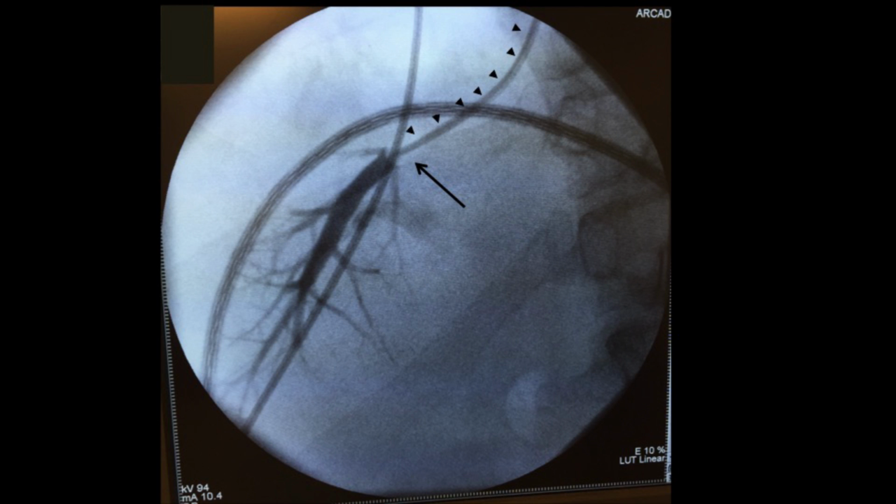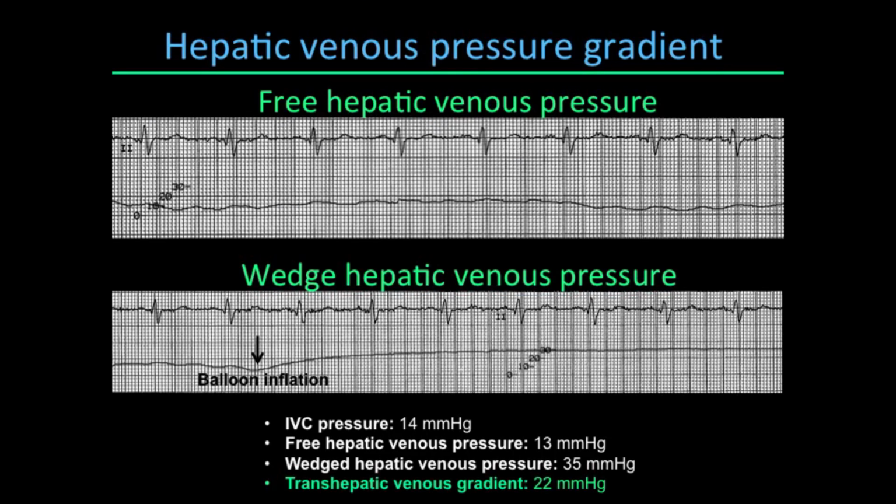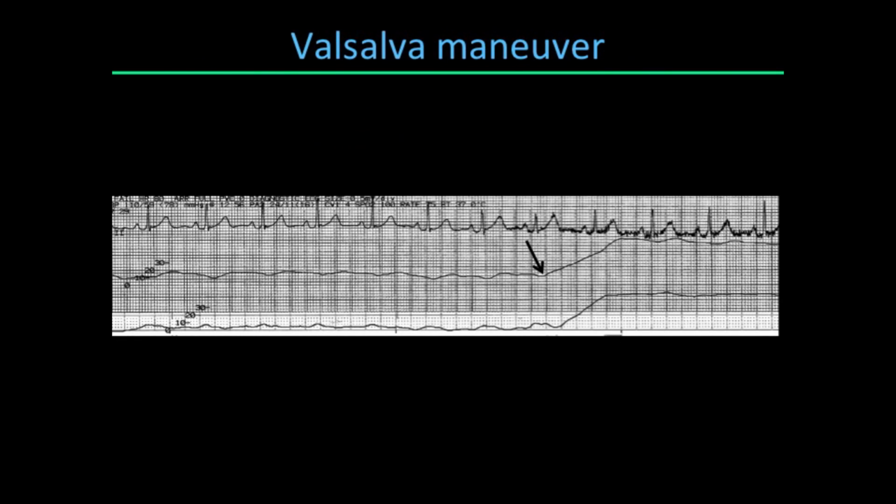The way you do that is with the same catheterization and a wire. You go into the hepatic vein, inflate the balloon, then you want to be sure by injecting contrast that you're well sealed, like in that picture. And then as you inflate the balloon, boom, the pressure goes up. If you don't have portal hypertension, the pressure will remain about the same, but if you do, you certainly see the jump. Like in this case, the transhepatic gradient was 22 instead of 5 or below, which would be normal.